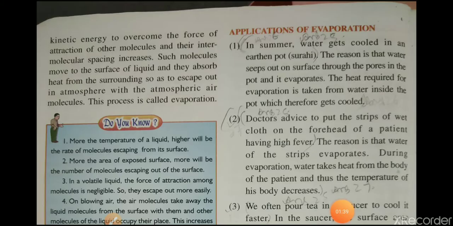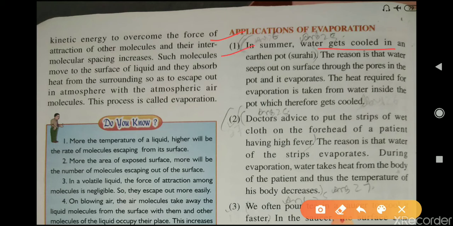Now, applications of evaporation. In summer, water gets cooled in an earthen pot. The reason is that water seeps out on the surface through the pores in the pot and evaporates. The heat required for evaporation is taken from the water inside the pot, which therefore gets cooled. So that's why water is kept in an earthen pot in summer days.